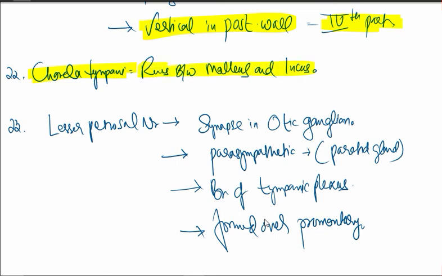Next one, the lesser petrosal nerve. It synapses in the otic ganglion. It is parasympathetic and supplies the parotid gland, and it is a branch of the tympanic plexus and formed over the promontory. So where is the promontory? That is the medial wall, the floor of the middle ear.